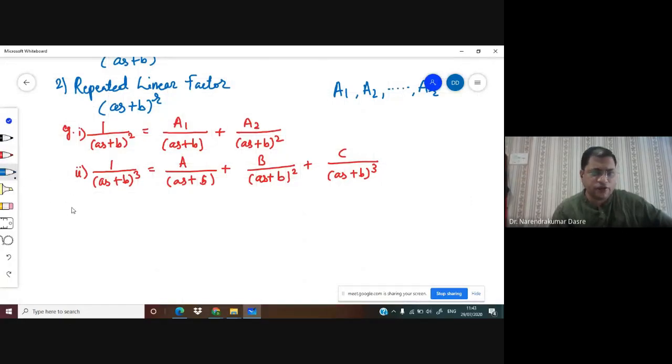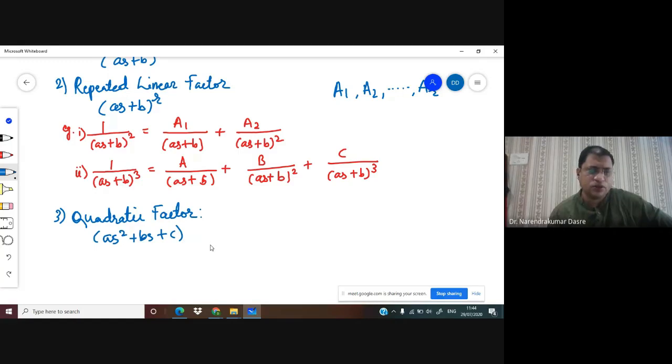So what happens if I have a quadratic factor? Okay, so suppose I have a quadratic factor. Then how will the quadratic factor look? It will look like as² + bs + c. Okay, so this is how we'll have a quadratic factor. Now, the important thing that you need to understand is what we will call a quadratic factor. So having degree 2, is that sufficient to call it a quadratic factor?